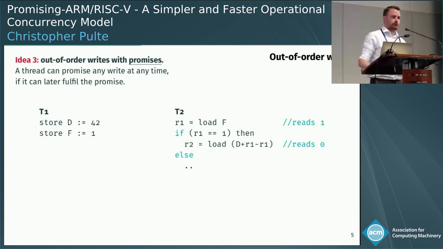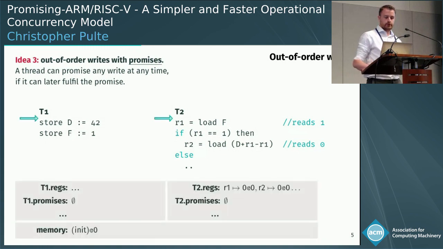But then, sticking with exactly the same program, while the syntactic dependency from the load of F to the load of D prevents the out-of-order execution and this early execution of the load of D, the interesting outcome where the consumer thread returns D equals 0 is still allowed. And that's because thread 1 could also execute these two stores out of order, F equals 1 before D equals 42. And the model handles that with a concept called promises, where a promise here is a promise of a write message. And the idea is that at any point in time, so in any operational model state, a thread can make a promise of any write message at all, provided it can later fulfill this write.